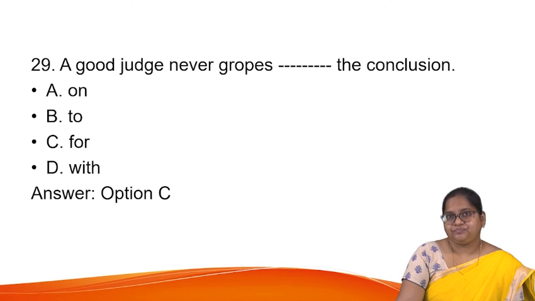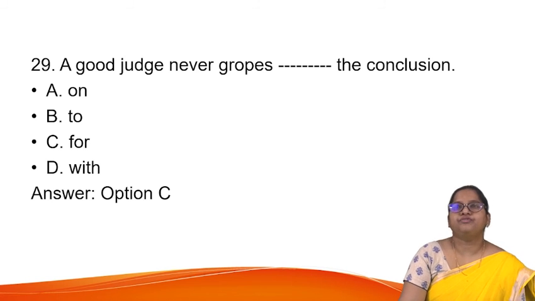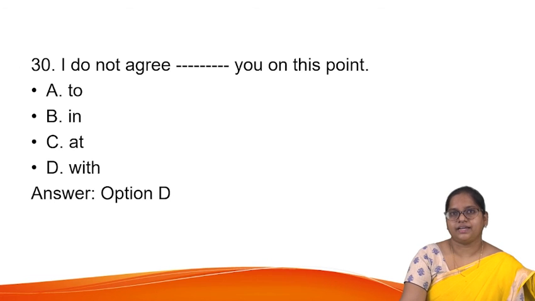A good judge never gropes dash the conclusion. On the conclusion, or to the conclusion, or for the conclusion, with conclusion. Generally, you say for the conclusion. A good judge never gropes for the conclusion, he never tries to hurry to it. So for conclusion, option C is the right answer.